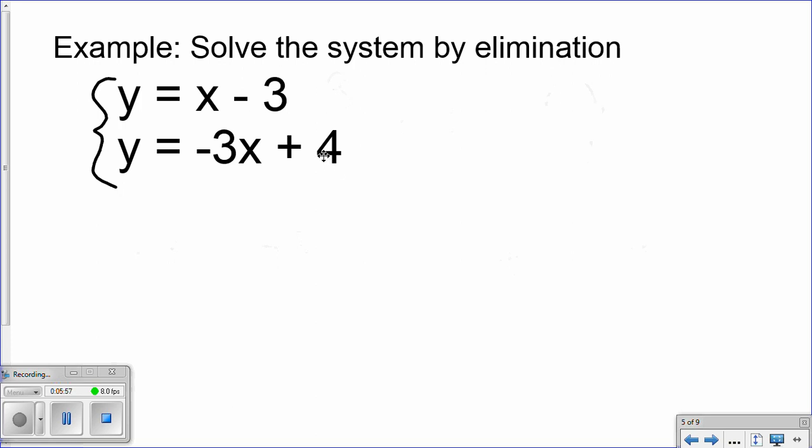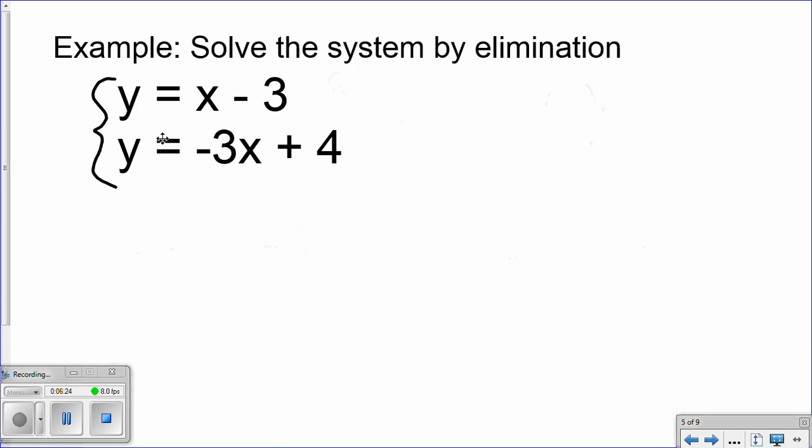Okay? So now I want to look for opposite coefficients. The y's have the same number, but also the same sign, so they're not opposites. The x has a 1 and a negative 3, so not opposite coefficients. So that doesn't help me. So now I need to multiply one or both of these equations, so I can manipulate it enough just by multiplying, so I can get opposite coefficients.